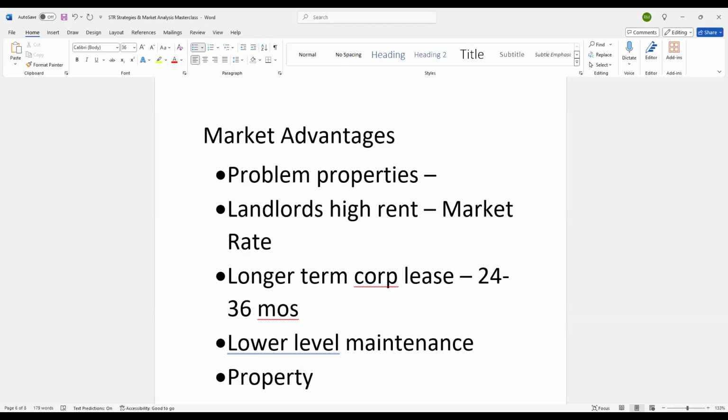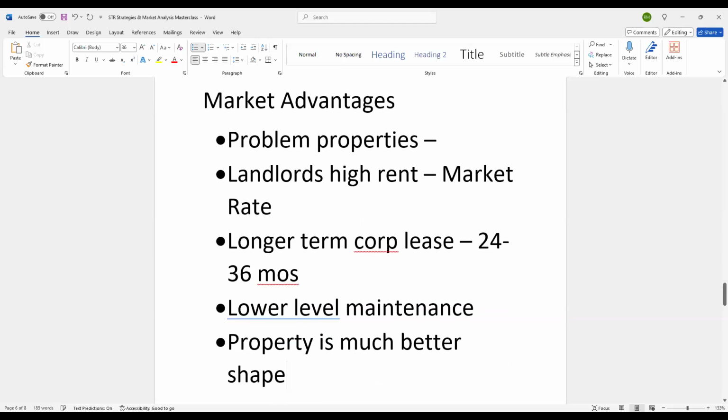The other thing, which is kind of a selling point, is the property is in much better shape than with a long-term tenant, right? If you think about someone that's been in a property for 2 years as a long-term tenant, let's say it's a 4-bedroom house, when they move out after 2 years, you're going to have to replace carpet, flooring, new paint, possibly new appliances. And as a landlord and as an owner of a property, that becomes a continuous cycle.